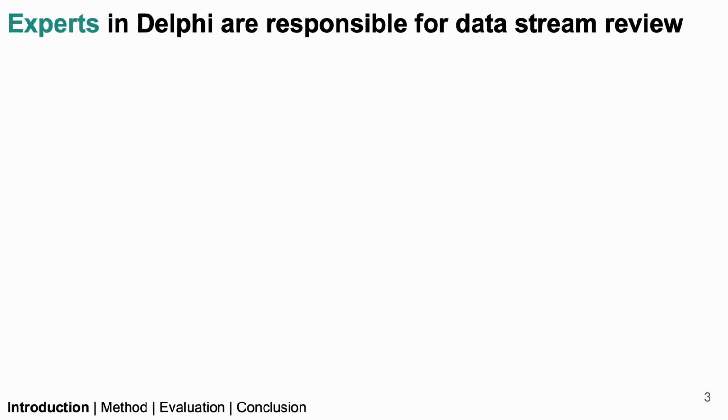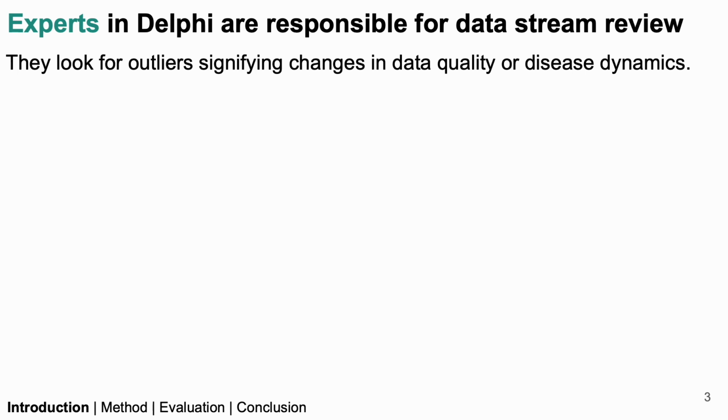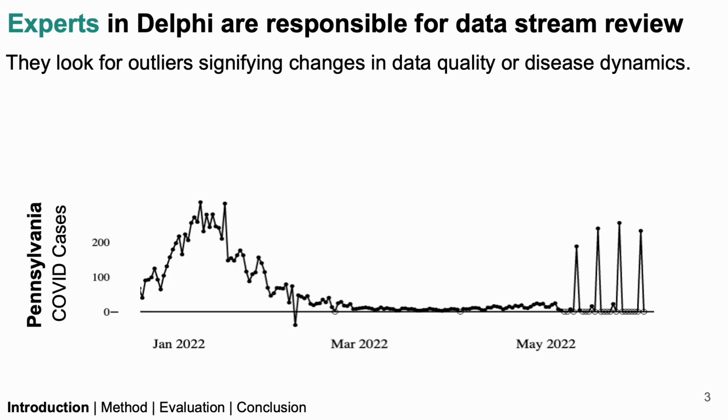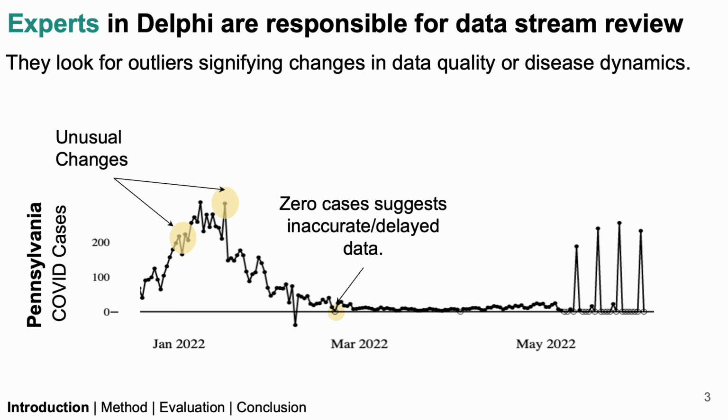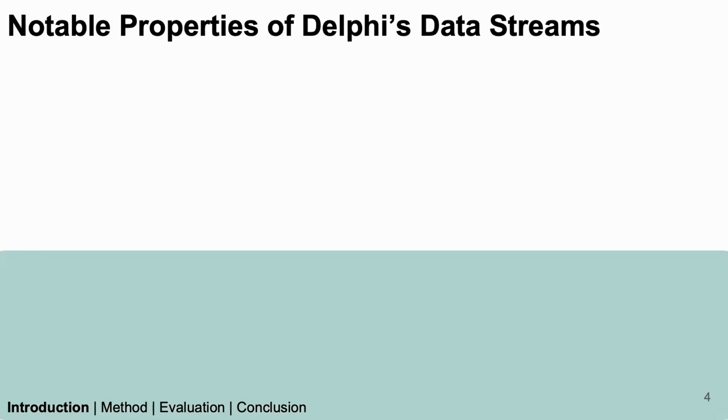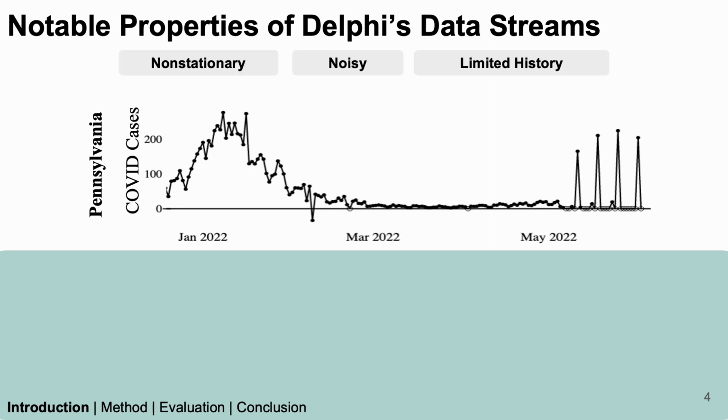Experts in Delphi are responsible for reviewing these data streams, and they look for outliers that signify changes in data quality or disease dynamics. And so in a data stream, they might look for unusual changes, which signify a COVID wave, zero cases, which suggests inaccurate or delayed data, or when this data went from being reported every day to only once a week. These streams have some notable properties for outlier detection. They are often non-stationary because of disease dynamics, they are noisy, and they might have limited history.